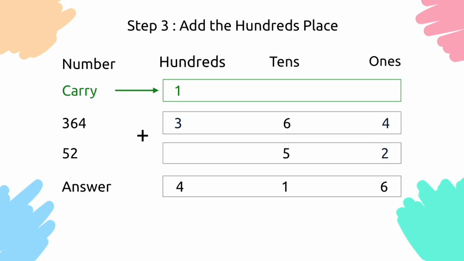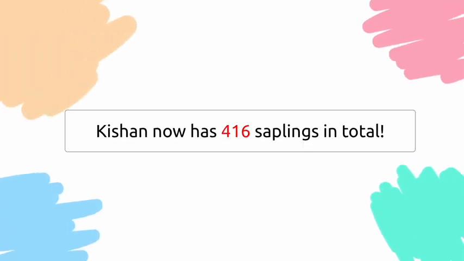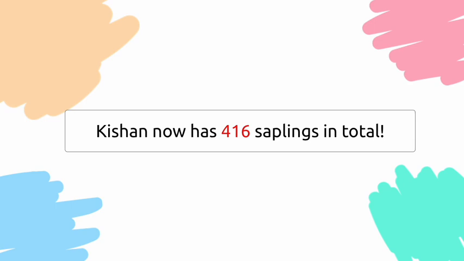Putting it all together. In the ones place, we have 6. In the tens place, we have 1, with the carryover. In the hundreds place, we have 4. So, 364 saplings plus 52 saplings is equal to 416 saplings. Final answer. Kishan now has 416 saplings in total.